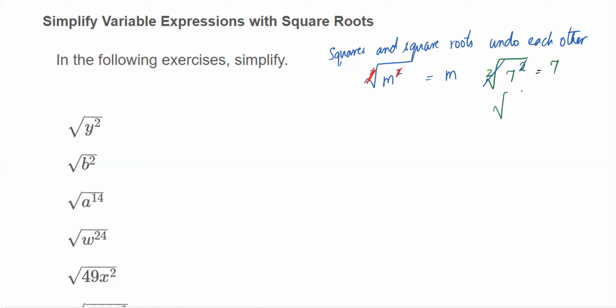Let's say you had square root of 2 and m cubed. Will they undo each other? No, they cannot undo each other because the powers don't match. The 2 and the 3 here don't match, right? So they cannot undo each other. So we have a different way of handling this, okay?